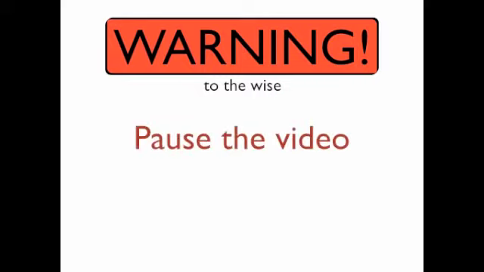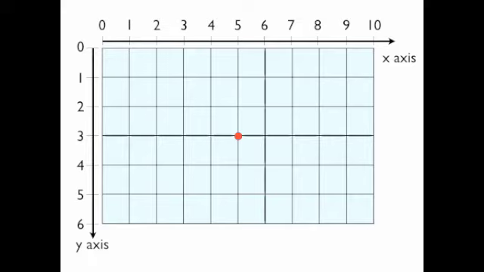Take a look at this pixel right here. What would the ordered pair for this coordinate be? Pause the video and think about it. Okay, let's figure it out. To reach this pixel, we have to go over 5 pixels along the x-axis, so our x value is going to be 5, and 3 pixels down on the y-axis, so our y value is going to be 3.